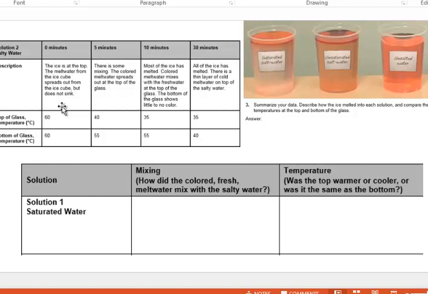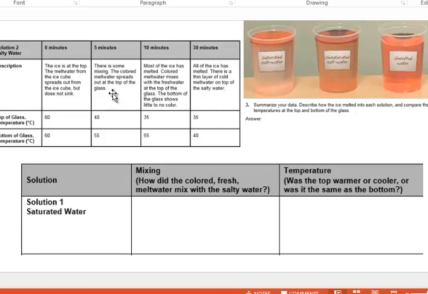After 0 minutes, the ice is at the top. The meltwater from the ice cube spreads out from the ice cube but does not sink. After 5 minutes, there is very, very small amount of mixing. It's mostly staying at the top. After 10 minutes, the ice is melted. Colored meltwater mixes with the fresh water at the top of the glass. The bottom of the glass shows little to no color.